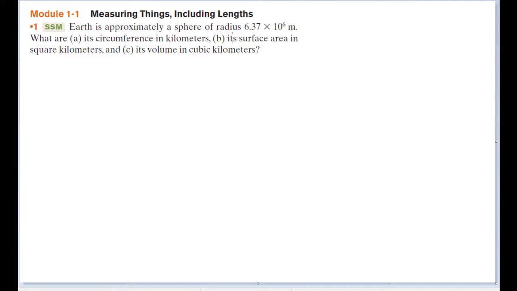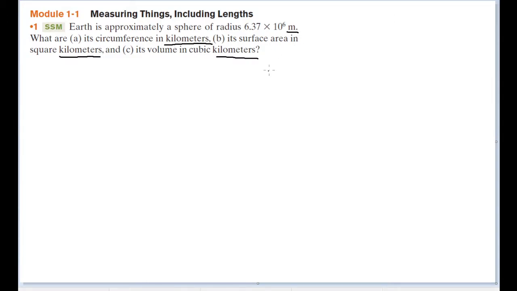In this problem, we're given the radius of the Earth, and we're asked to compute its circumference, its surface area, and its volume. Now, something that's important to notice, and it should be the first thing that catches your eye, is that the radius we're given is in meters. However, every part of the problem asks us to solve for kilometers in some way. Square kilometers, cubic kilometers, but it all comes back to kilometers. So that means we'll have to do a conversion at some point.